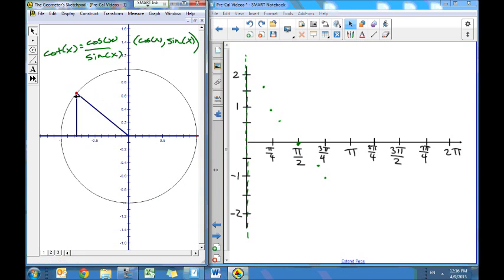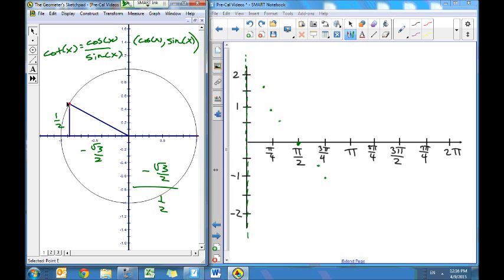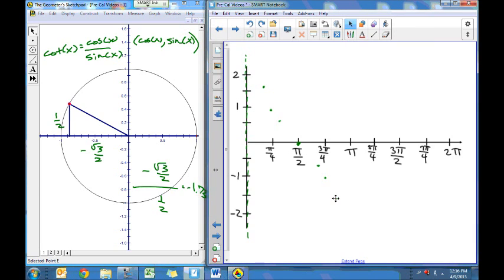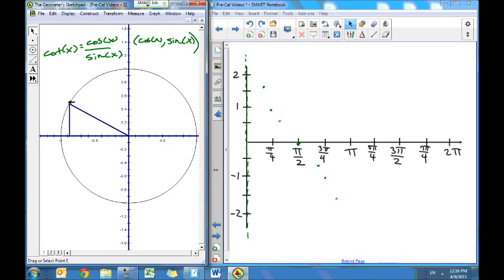And taking this around to 5 pi over 6, this is 1/2, and this is a negative root 3 over 2. So negative root 3 over 2 divided by 1/2 equals a negative 1.73. And this is negative 1.73. And then we are at pi. At pi, which has a coordinate of negative 1, 0, if we divide, we get negative 1 over 0. So again, we have an asymptote at pi.